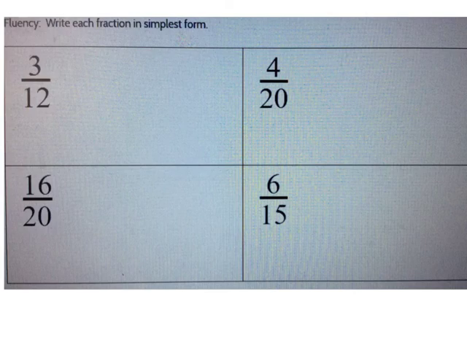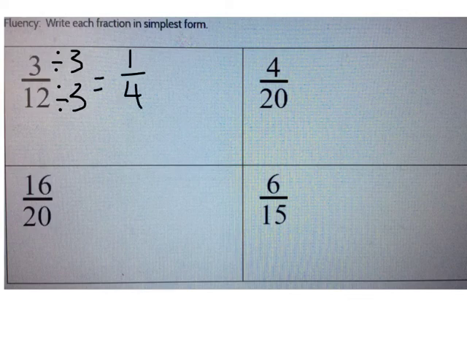Next, let's write each fraction in simplest form. First, 3/12. What's the largest number that goes into 3 and 12? It's 3. I can divide both by 3. What's the resulting fraction? It's 1/4. What's the largest number that goes into 4 and 20? It's 4. When I divide by 4, what's the resulting fraction? It's 1/5.